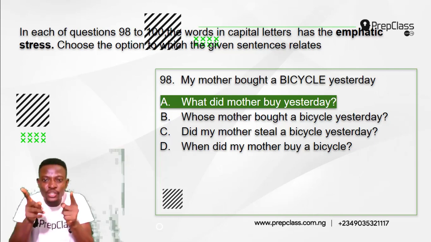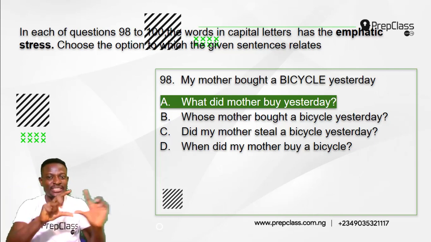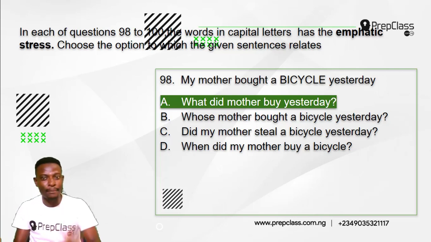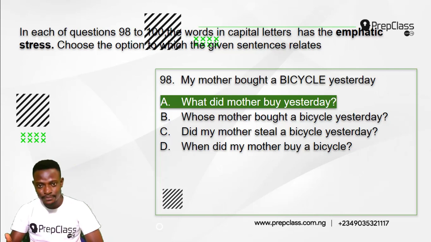Now, the question serves as an answer to this option. What did my mother buy yesterday? My mother bought a bicycle yesterday. That is why bicycle was emphasized.